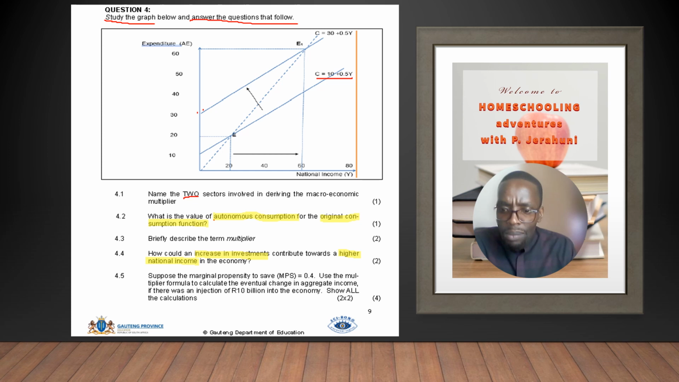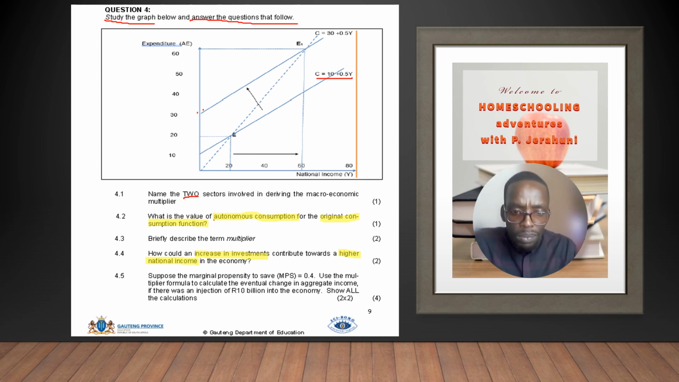Then we are told, suppose that the marginal propensity to save is 0.8, that's our MPS, 0.8. Then the multiplier formula to calculate the eventual change in aggregate income. Use the multiplier formula to calculate the eventual change in aggregate income if there was an injection of 10 billion into the economy. Show all calculations.